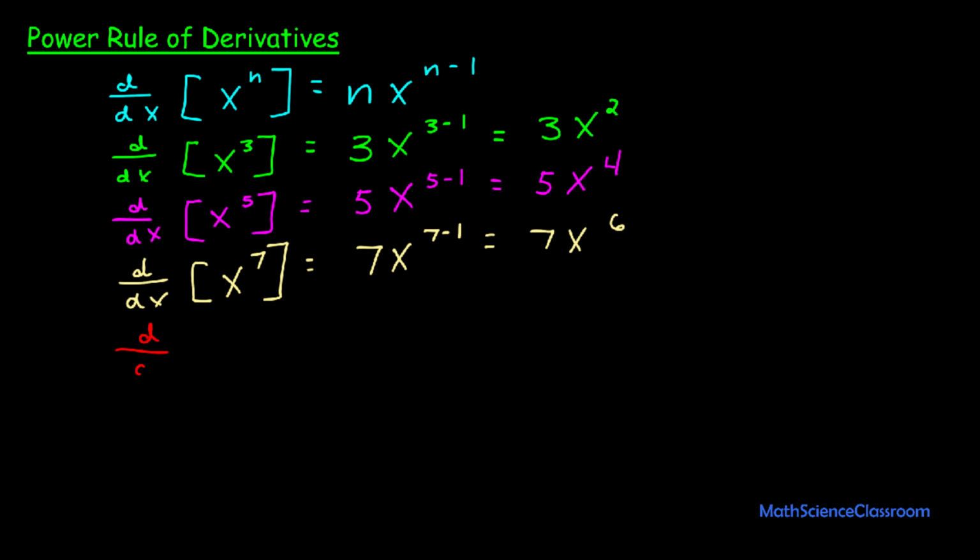d dx of x to the 9th power. Put the 9 in front, 9x to the 9 minus 1 equals 9x to the 8th power. So this is what we call the power rule. Now let's try some other examples of the power rule.